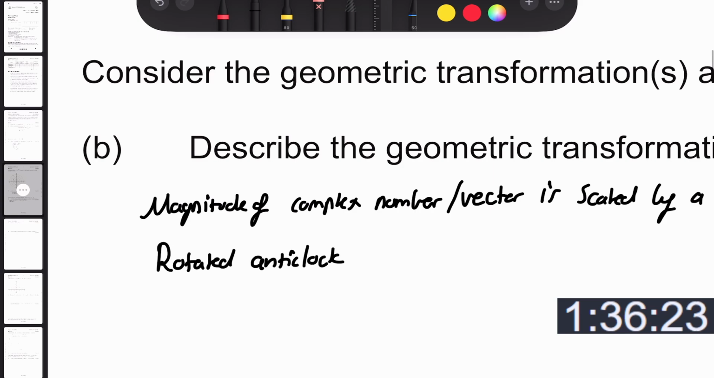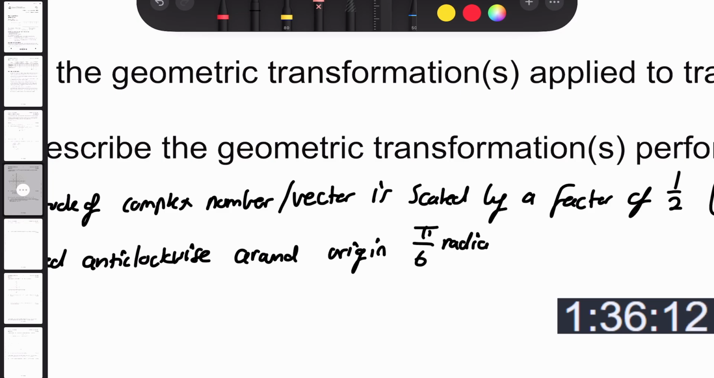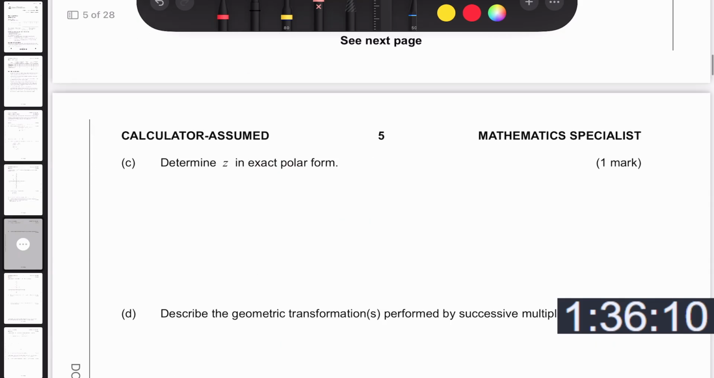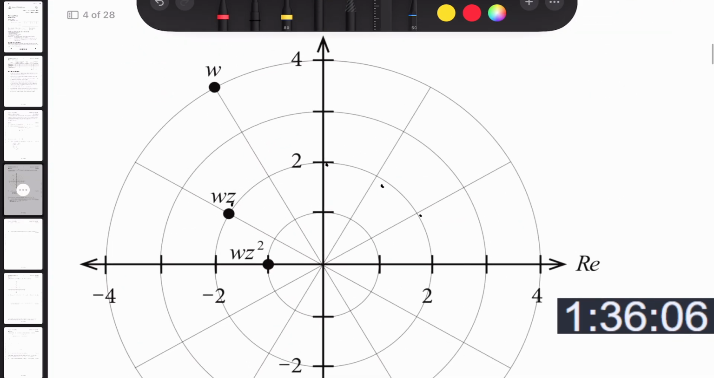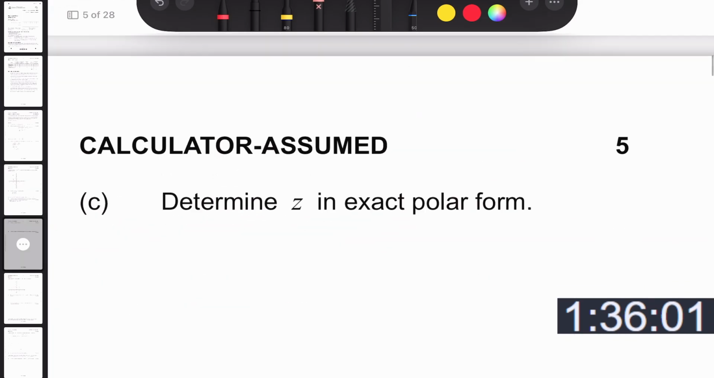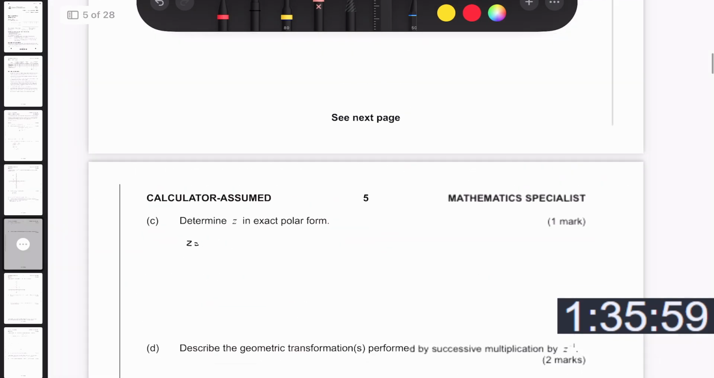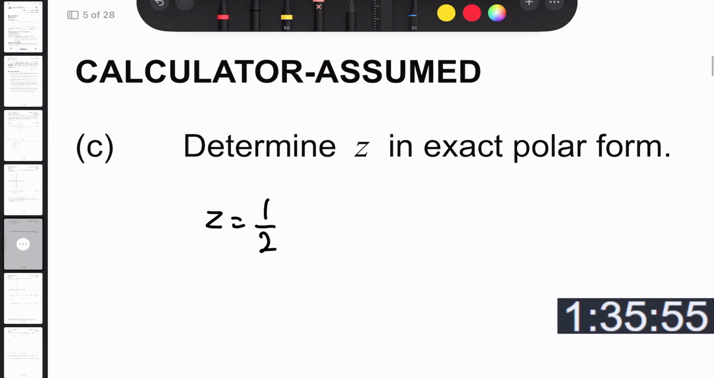I bet they're going to ask me what is the complex number z. Anti-clockwise around origin, pi on 6 radians. Right, that is anti-clockwise, right? Am I being dumb? No, yeah, it is anti-clockwise. Yes, okay. Determine z in exact polar form. So z will be equal to, no, it's half, so half cis of pi on 6.